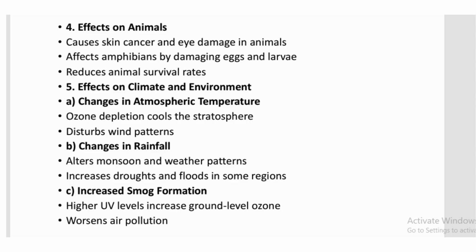They also have an effect on climate and environment. For example, changes in atmospheric temperature: ozone depletion cools the stratosphere and disturbs wind patterns. Second is change in rainfall. For example, it alters monsoon and weather patterns, increasing drought and flood in some regions. They also increase smog formation, as higher UV levels increase ground-level ozone and worsen air pollution.